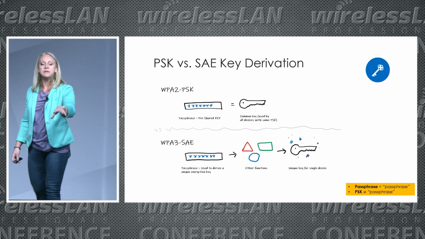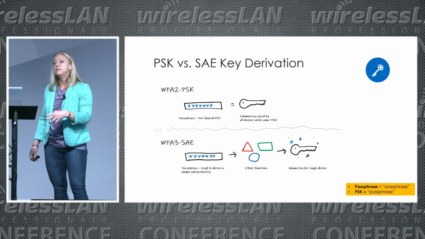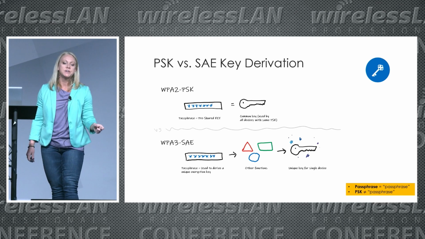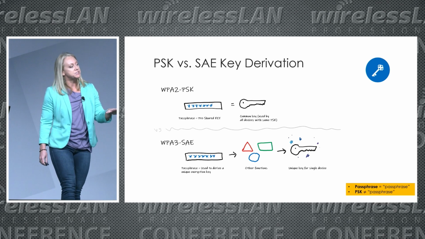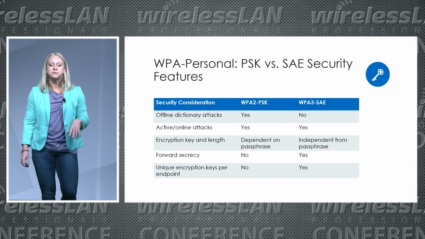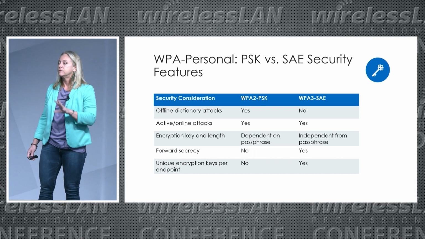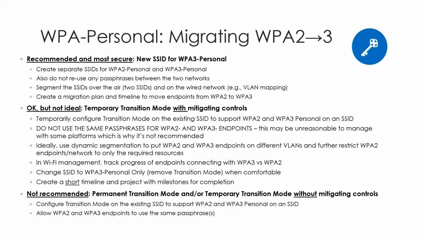I'm not going to get into the nitty-gritty details, but there is a derivation process that happens from the passphrase. The key length is divorced from the passphrase length, and each of the endpoints on that network, even if it has the same passphrase, will have its own unique key. And there are some other juicy fun things here, like forward secrecy, so you can't find out a passphrase and then decrypt that traffic later.